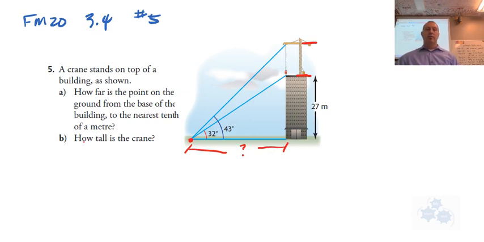And then B is how tall is the crane. So then we're looking for, this is the second part. Usually in these questions, when they ask you A, they're giving you a hint as to how you would start solving for B.